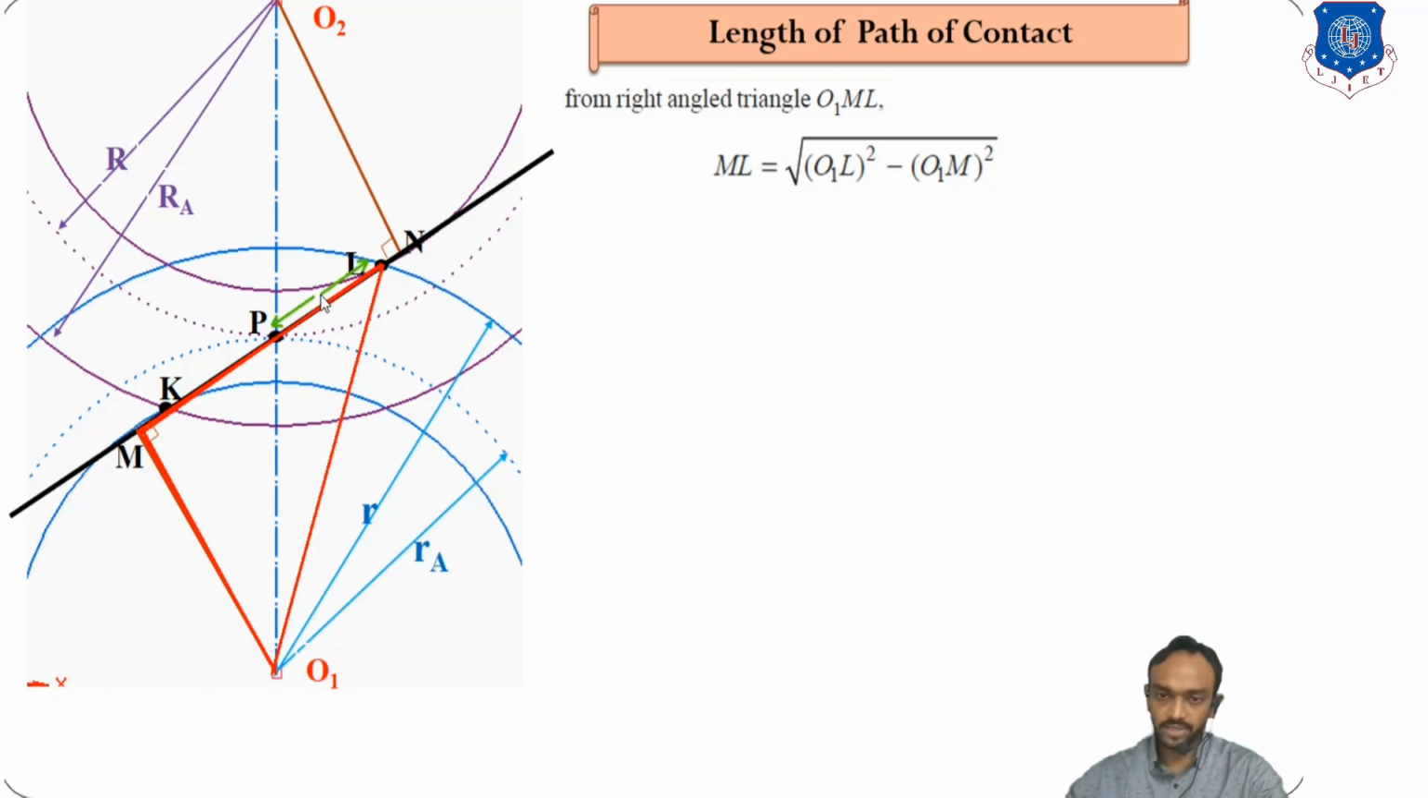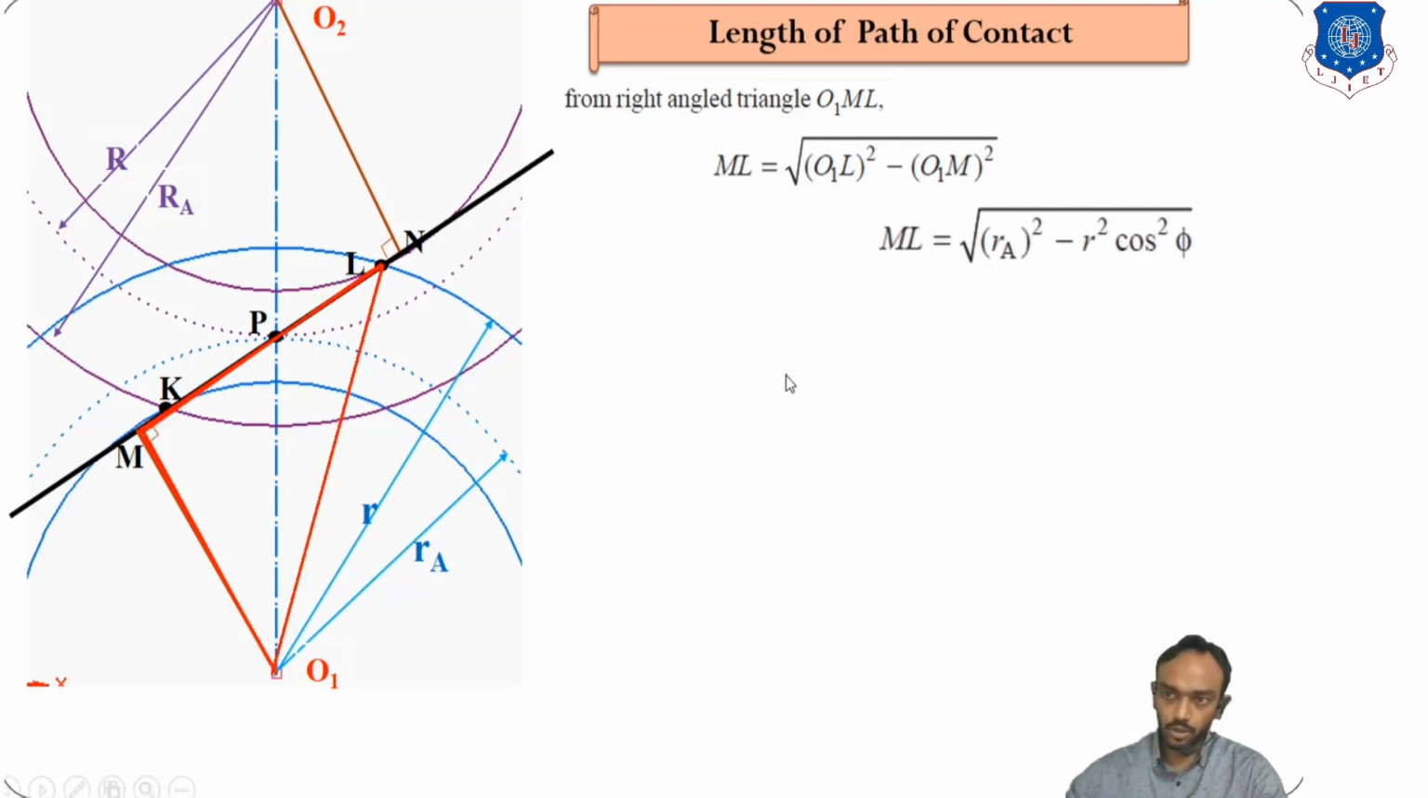And how will we find this? First of all, we find the total ML, and after that we will subtract this MP from it. So we will find the PL.